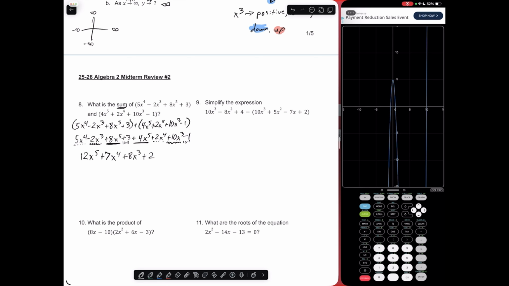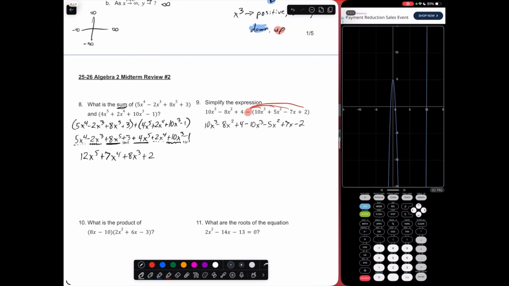All right, in this case, we have a subtraction problem. Main thing you want to be careful of here is this subtraction sign is going to apply to everything afterwards. So it has to be distributed to each of these 4 terms in parentheses. So we get 10x cubed minus 8x squared plus 4 minus 10x cubed minus 5x squared plus 7x minus 2. So all of our signs would change.